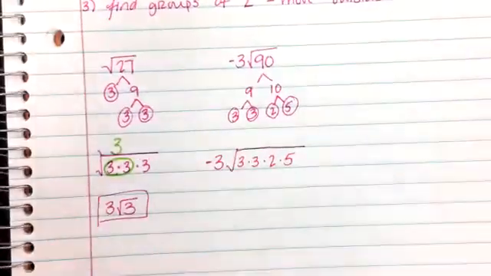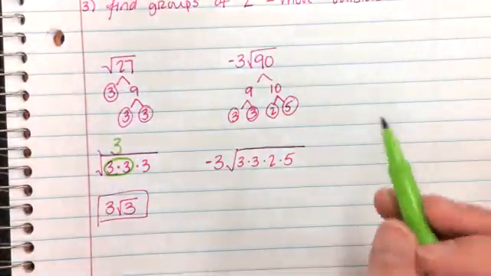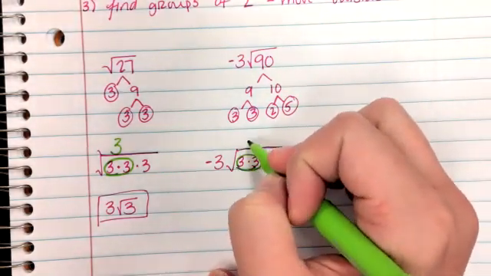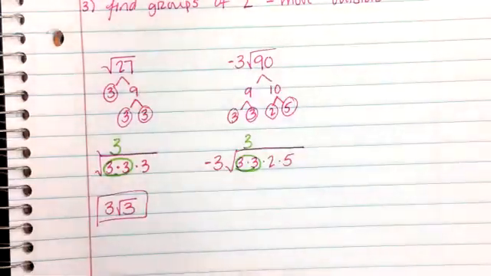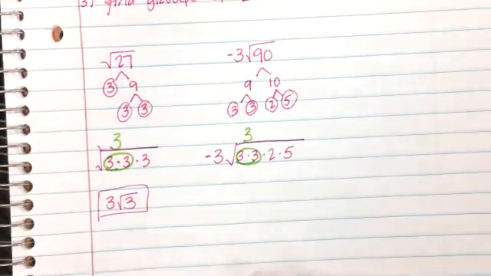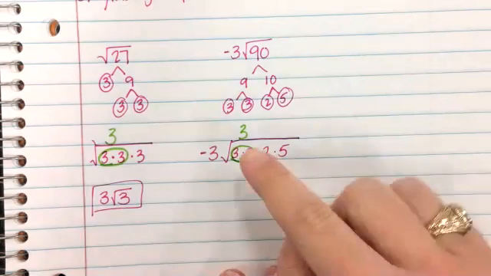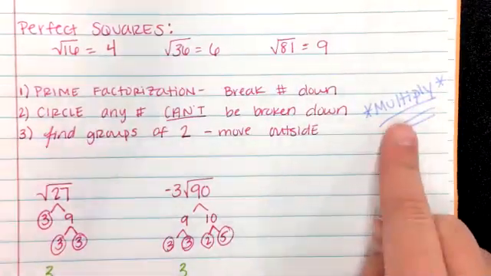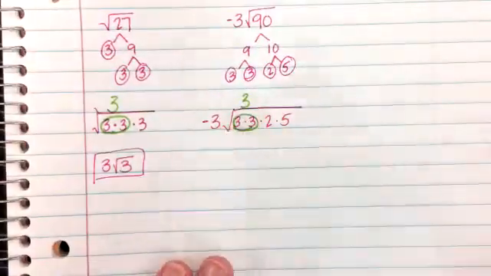What am I looking for? Groups of 2. What can I take out? So I'm going to circle a group of 2 and take that number outside. Can I circle anything else? Okay. What do I do to the numbers on the outside? Multiply. I said all day we're only multiplying. So what is 3 times -3?